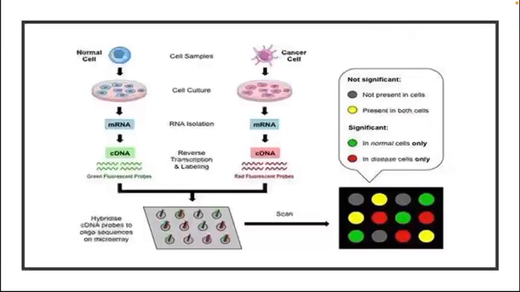Here the gray represents no cells on the chip, the yellow represents both the cells, the green represents the normal cells only, and the red represents the diseased cells only. In this way we can come to a conclusion.